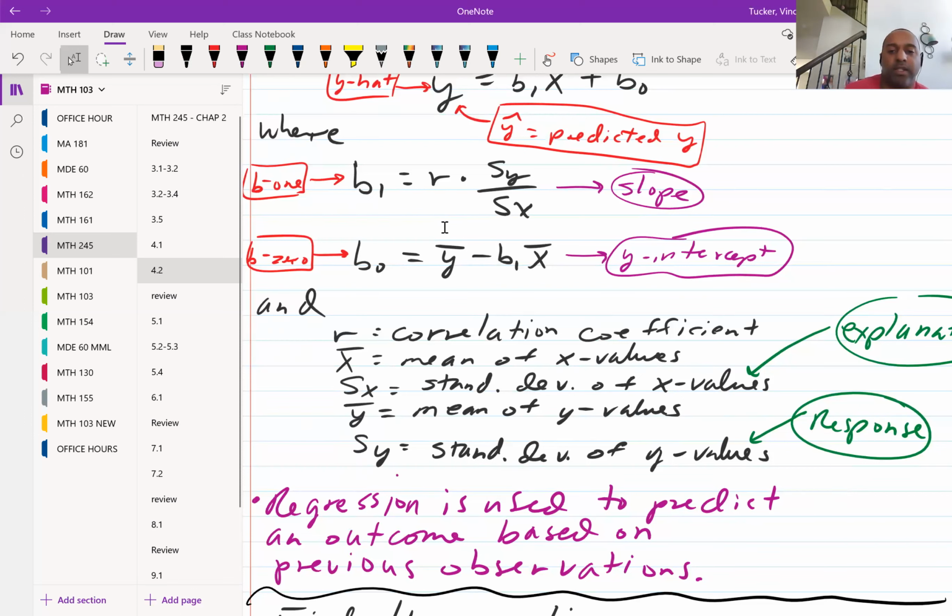So the regression line is used to predict an outcome based on previous observations. So that's what I mentioned to you guys already.